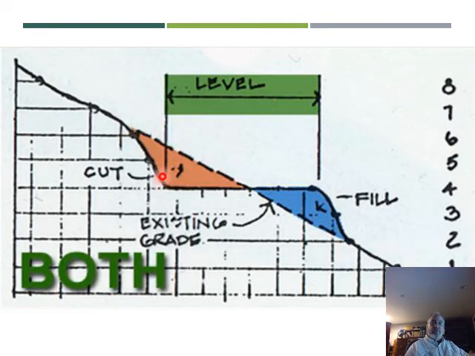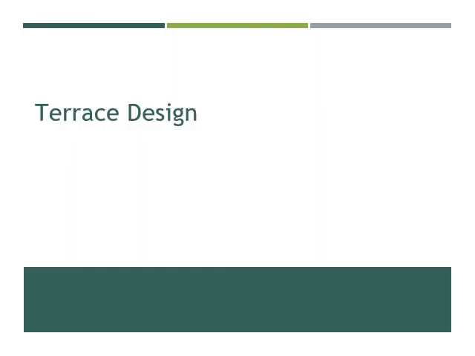The cut material is removed from the high side and then stacked up on the low side so that we have a steeper slope on both the uphill side and the downhill side, but that then creates a flat surface in between. For your exercise, you're going to use all three of these methods, a cut, a fill, and a balance, that is cut and fill simultaneously, to create your terraces.